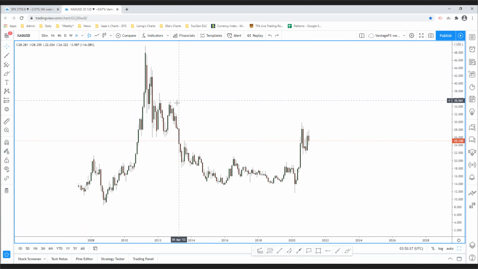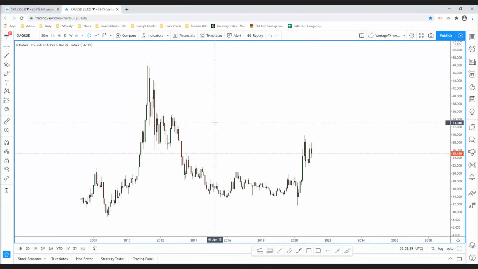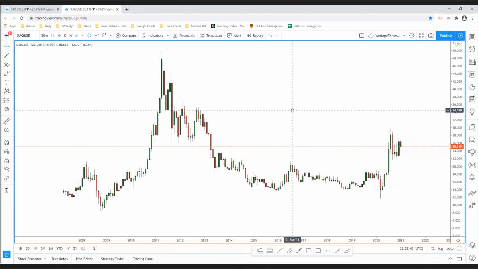All the textbook examples of the double top having the same highs and the double bottom having the same lows, those are textbook examples. You don't really see that all the time in the markets. So we've got to be a bit flexible there.